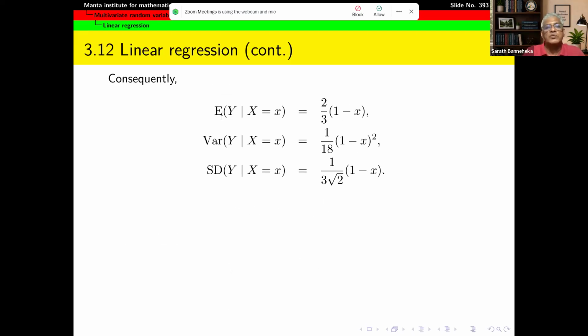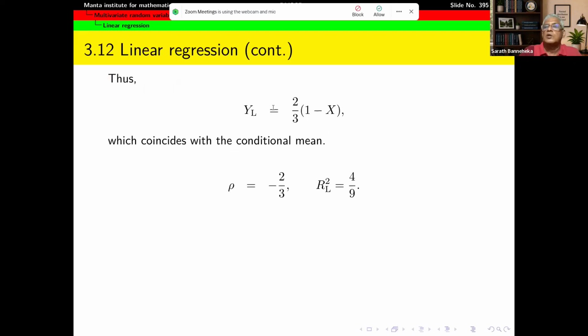And actually it should be, because remember I mentioned that if the expected value of y given x is a linear function of x, in that case, expected value of y given x and the least squares predictor are the same. Right? So this is another example where both of those predictors are the same. In addition, here I have just calculated the rho. Rho is equal to negative 2 over 3. R square L, in this case, is the coefficient of multiple determination, that is 4 over 9.